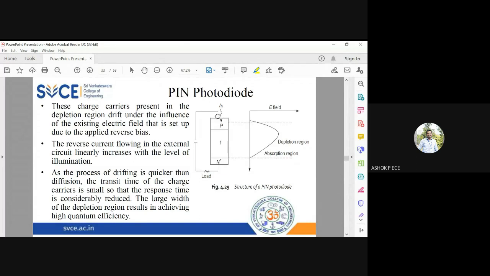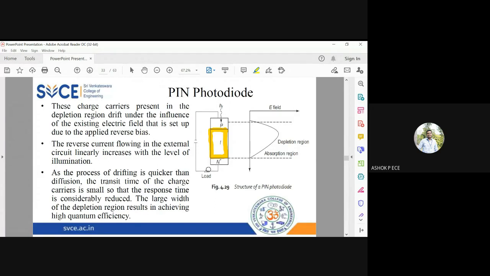In reverse bias, the P will be converted to negative and N will be converted to positive. So the depletion region will cover the entire intrinsic region of your diode. You know in reverse bias the depletion region is very, very wide, right? So this depletion region is going to occupy the entire intrinsic region of your diode. And I'm going to focus light on the P region of my device.